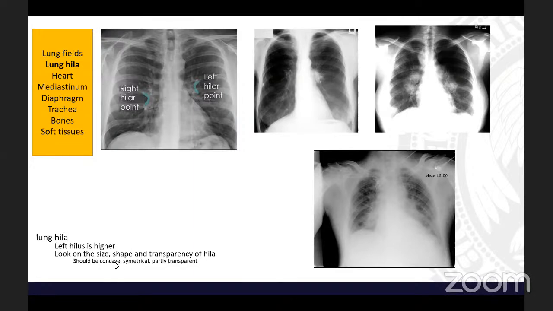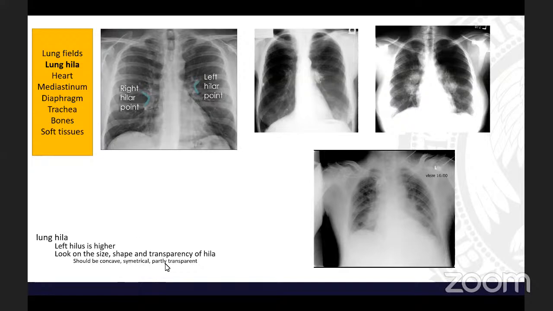Okay, so they should be concave. If they are concave, even if the hilum is really big and it is still concave, it usually means it's because of vessel enlargement. Because what is in the lung hilum? Vessels, bronchi, which usually we don't see much here, and lymph nodes. Those are the three things that can make problems here. So usually vessels or lymph nodes are the things to look for. If it's concave, it's fine. It's usually vessels. They should be symmetrical.